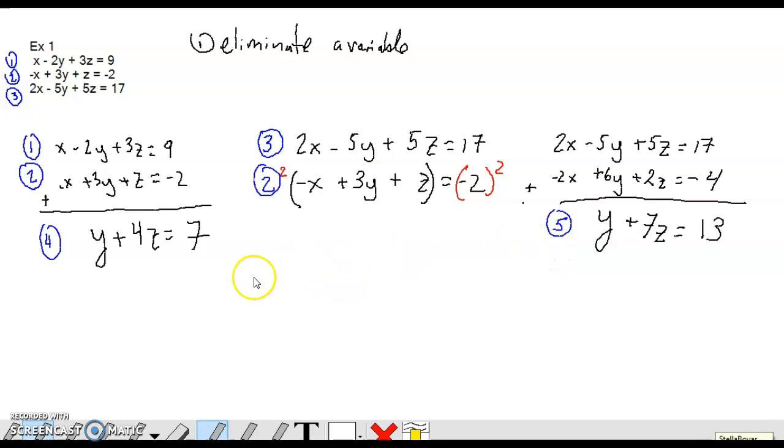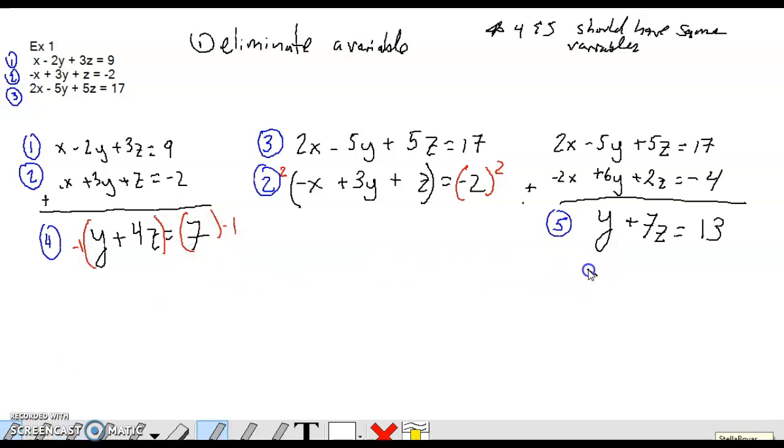The biggest thing to remember is that equation 4 and equation 5 should have the same variables. Because now we have to do this one more time. I'm going to look at 4 and 5. I want to eliminate the y's, which will probably be the easiest. They're both positive, so I'm going to multiply this by negative 1.